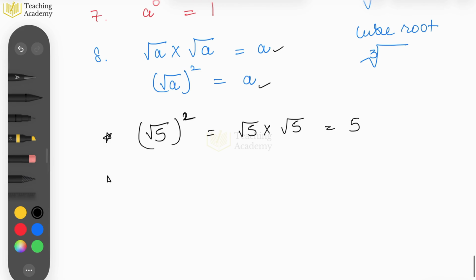Let's take a little bigger one. If I write 2 root 5 to the whole power 3.